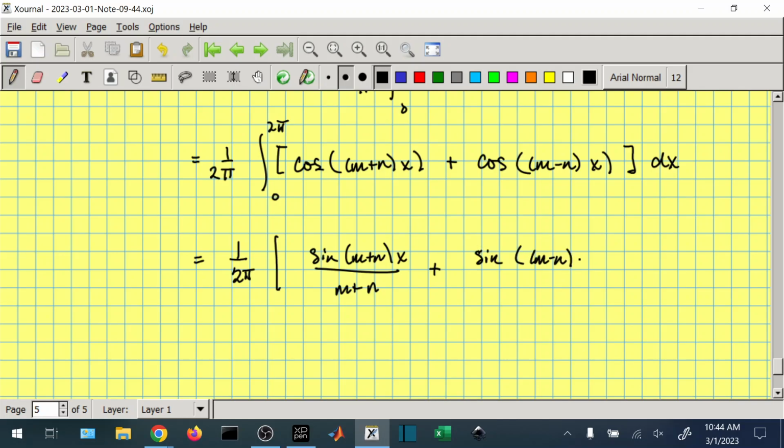And remember, m and n are integers, and they're different integers. So m minus n is not 0, but it is an integer. So what is the sine of (m plus n) times pi? Yeah, isn't that an integer multiple of pi? So I get 0. And the sine of (m minus n) times 2 times pi? And the sine of 0?